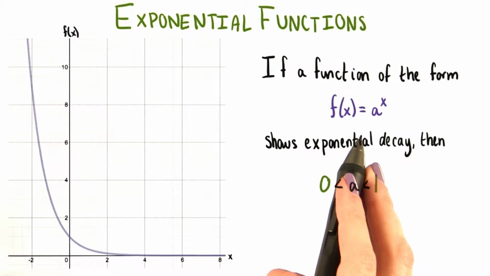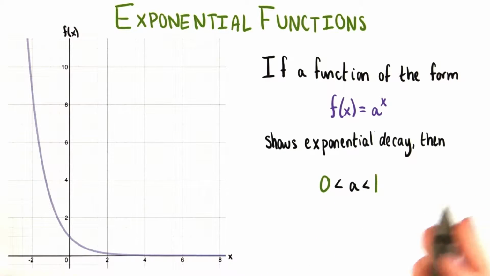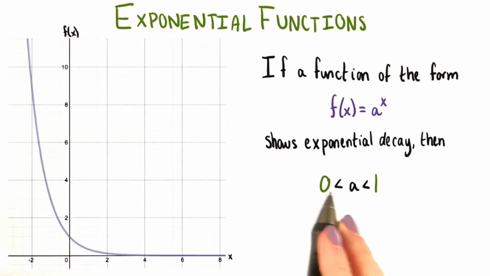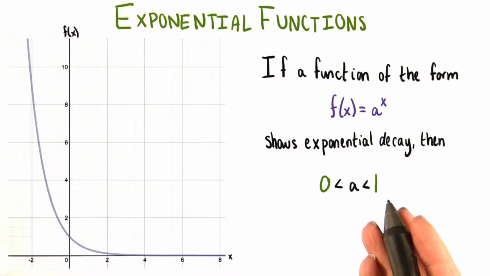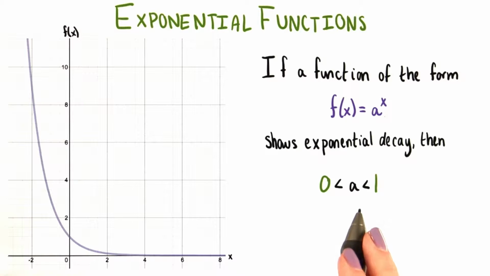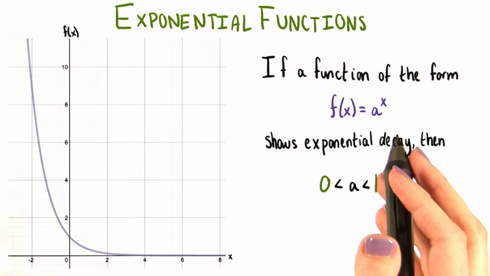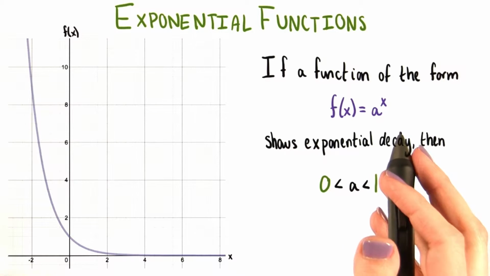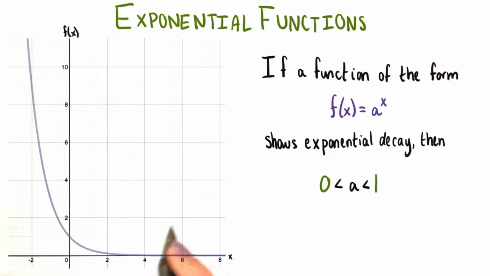In order for f of x equals a to the x to exhibit exponential decay, a must lie between 0 and 1, not including either of these numbers. When a is in this interval, the value of the function is multiplied by a fraction each time x increases, making f of x get smaller and smaller. Let's experiment with this for a second.